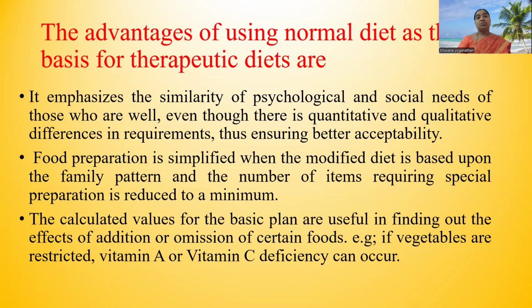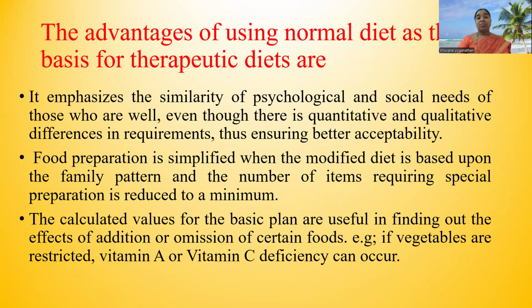Next are the advantages of a normal diet as the basis of therapeutic diets. It emphasizes the similarity of psychological and social needs of those who are well, even though there are quantitative or qualitative differences in requirement, thus ensuring better acceptability. Food preparation is simplified when the modified diet is based upon the family pattern, and the number of items requiring special preparation is reduced to a minimum.